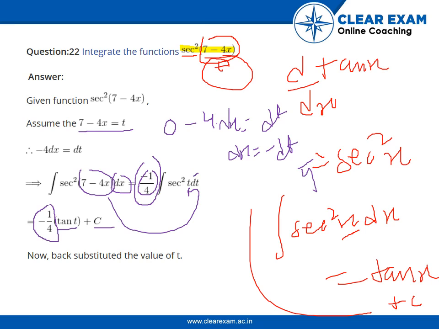But before writing tan t as our final answer, we need to remember that we substituted t by something, and we need to write our answer in the original variable, that was x. So replacing t by 7 minus 4x, we get our final answer as minus 1 by 4 into tan of 7 minus 4x plus c, where c is a constant value. So that is it.